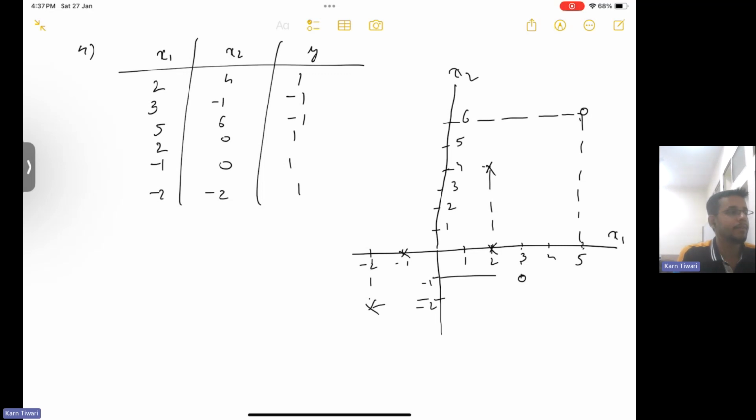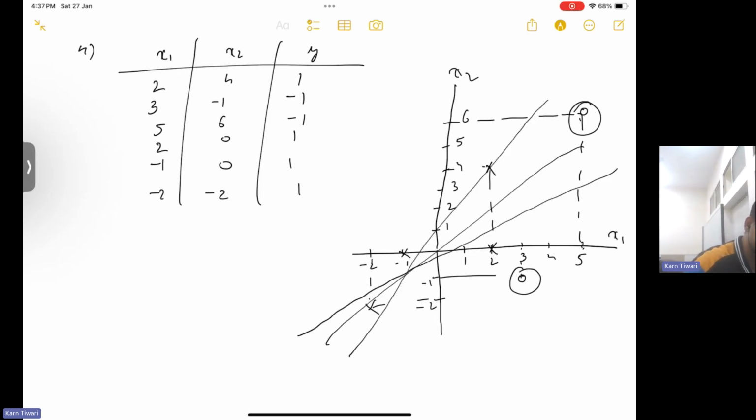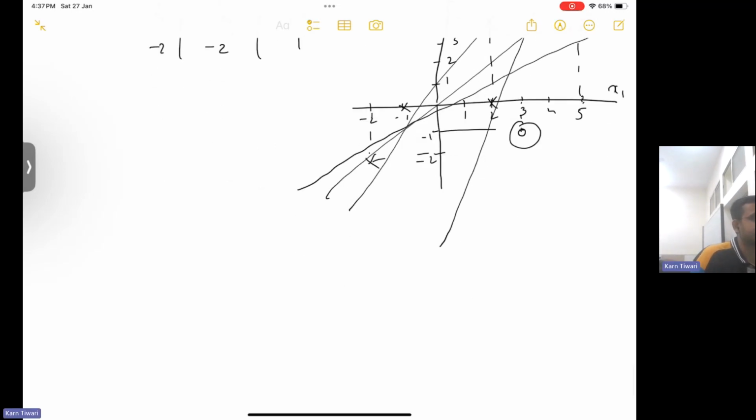One more detail they have given in the question is that the bias is 0. So the line should pass through the origin. And it's almost impossible to separate this point and this point with any line passing through 0. We can separate these two. This is the actual separating line, but as the bias is 0, we can't do it. So I guess the fourth question is also done.